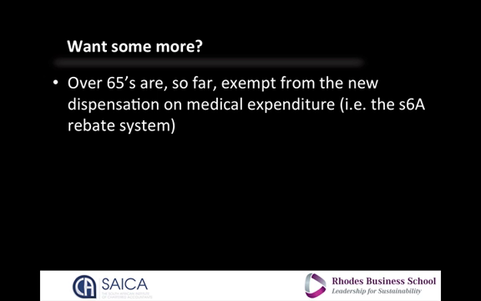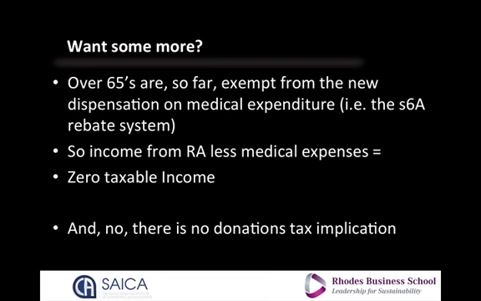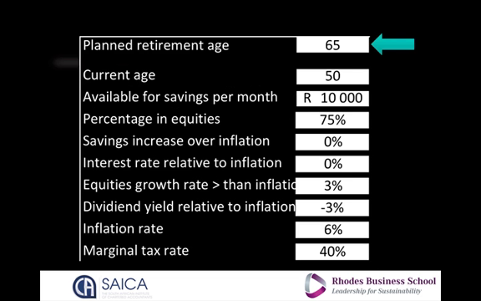Once more, when you are over 65, currently you're exempt from the new dispensation on medical expenditure. You'll only be affected by that in 2014, but you will still get tax relief on your medical expenditure. So income received from retirement annuities, less medical expenses, will in general result in zero or very little taxable income. And no, there's no donations tax implication to this. It's simply good common sense.